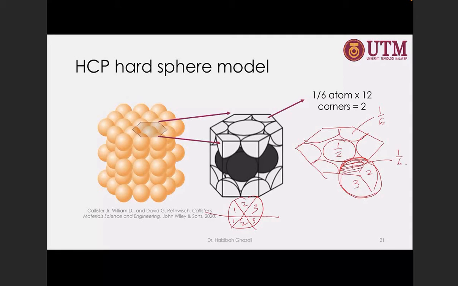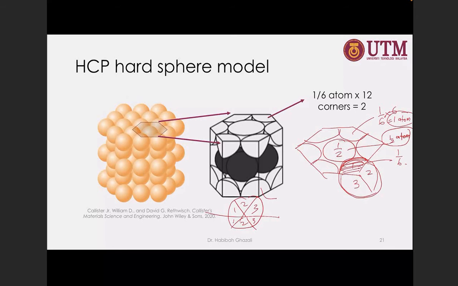So how many of them are in the first layer from the top view? It is 6, so multiply by 6. Therefore it's equivalent to 1 atom. Okay, 1 atom, and this is half an atom. Remember, this is only at the top side, so you have to multiply by 2. This half and another 1 atom.